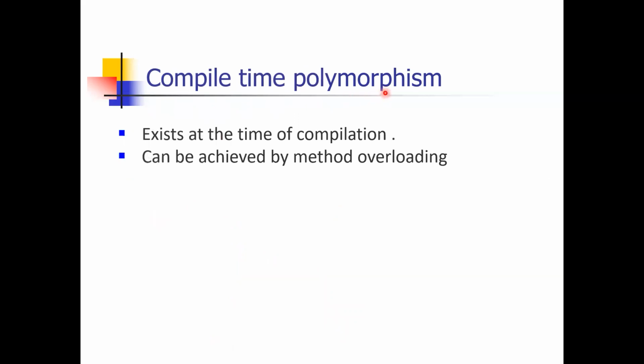Compile time polymorphism. See, the type is compile time, so it is related to compilation. It exists at the time of compilation. The method we use for this compile time polymorphism is called method overloading.